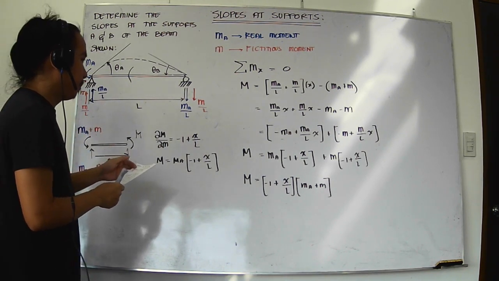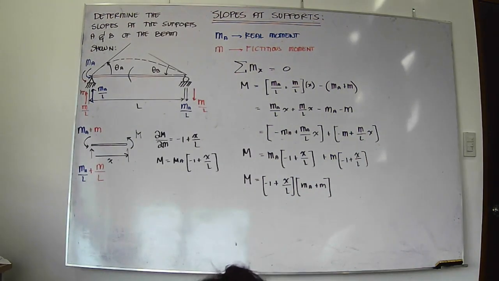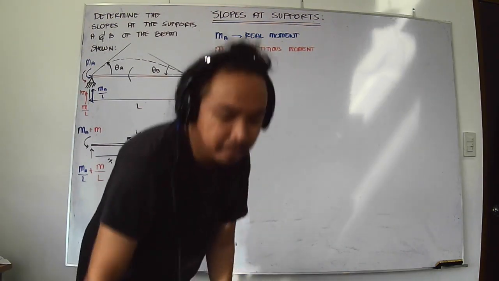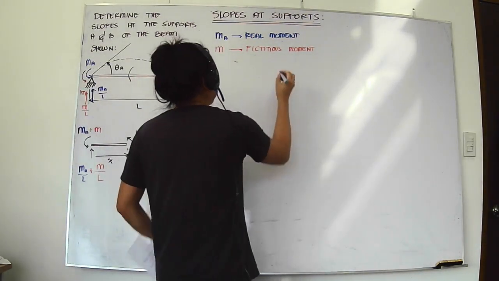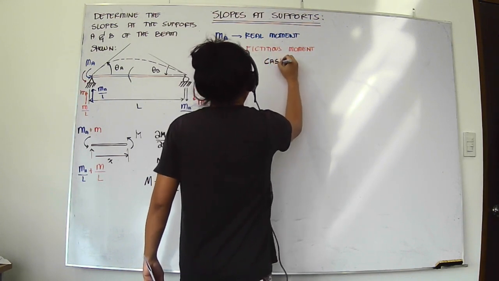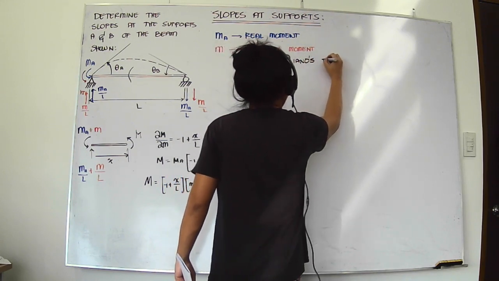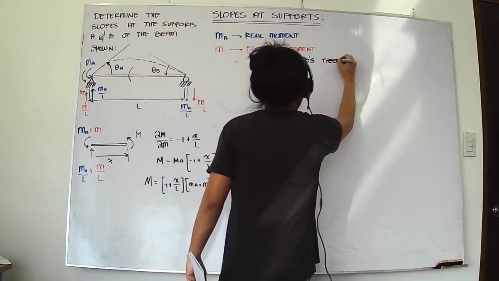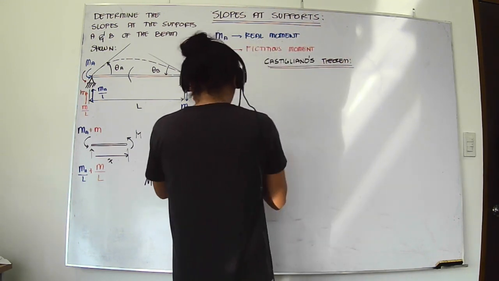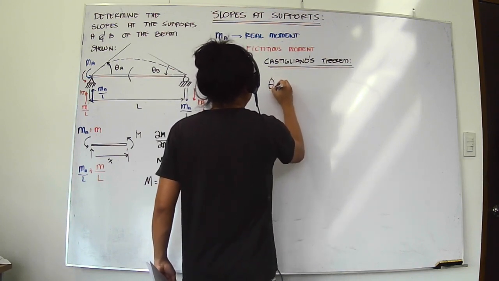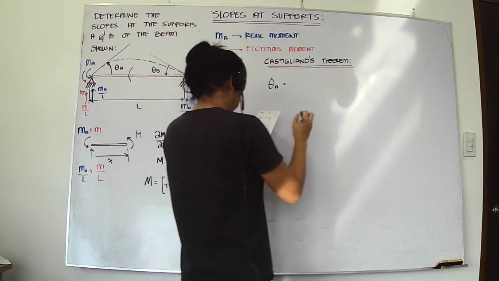Okay? Allow me to erase to make room. Okay? These are the moments. I think we can proceed to the Castigliano's theorem, for slope calculation.